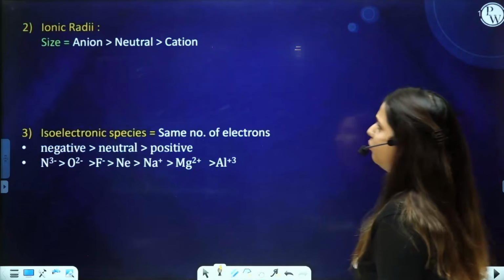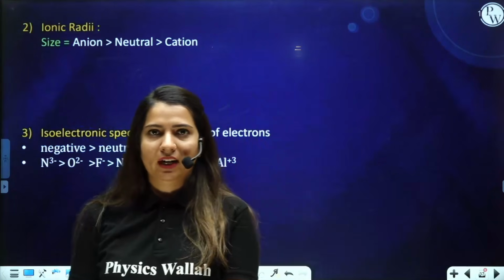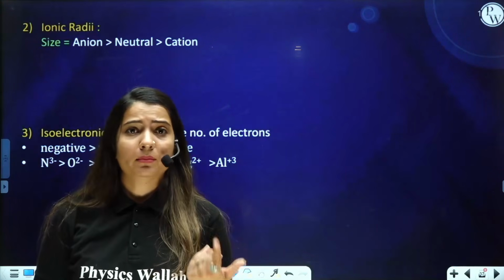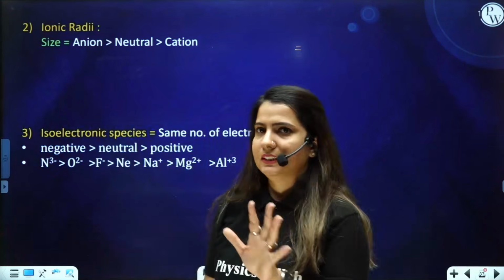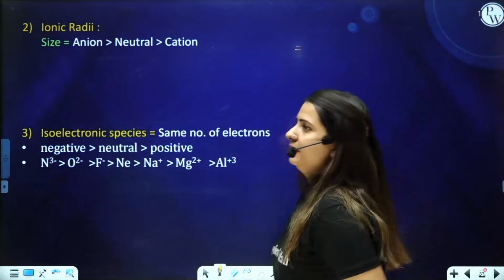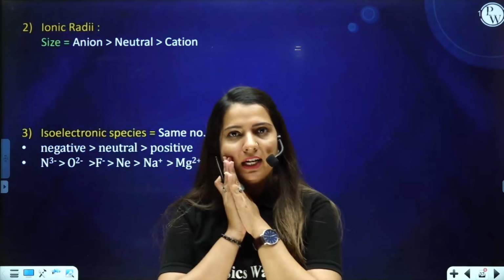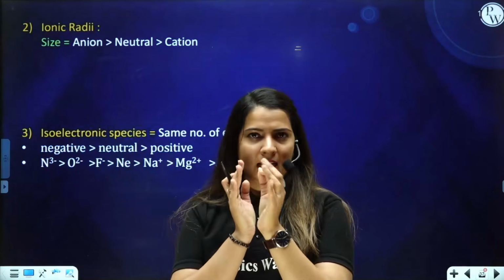Perfect. Let's move forward. Ionic radii. Now, for atomic radii we have considered the covalent one. Now you have become an ion. What will be the case now? Whenever you have ionic radii, the order will be like this. Anions will be having the greater number of electrons. See, I'll tell you one small thing.